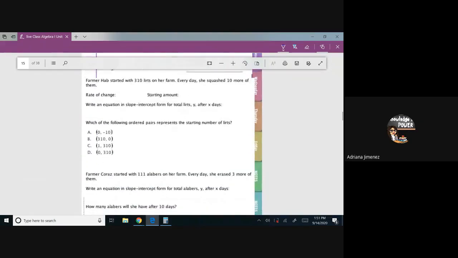All right, so we're right here. This one says started, so we know that's my starting amount. This says the word every day. She squashed 10 more, so 10 is my rate. So y equals 10x plus 310.